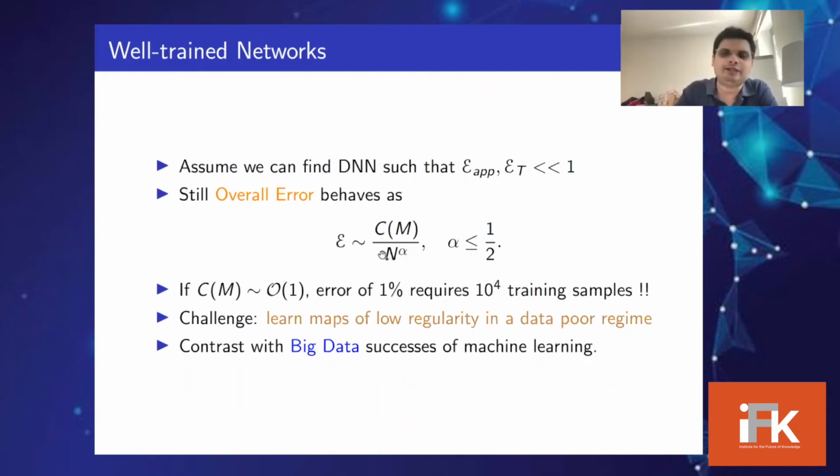Okay. Now let's try to do the same process and say that we need 1% error and a simple addition. Let's say that this is of order 1. So what you need are 10,000 training samples. Okay. Doesn't seem so bad. However, this is precisely the challenge that we have.